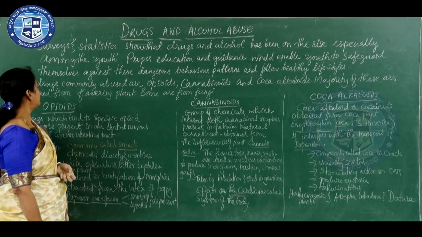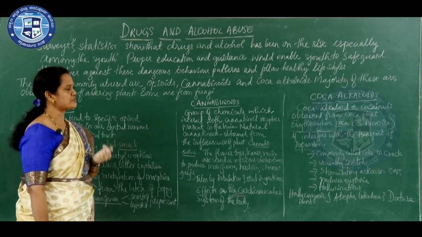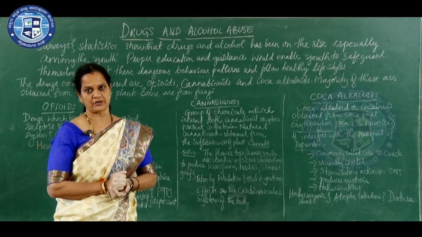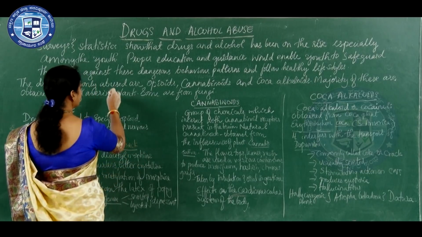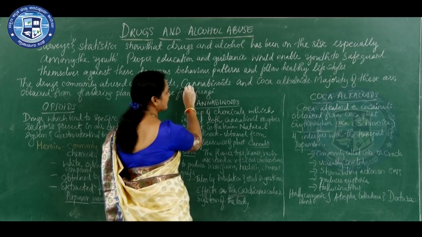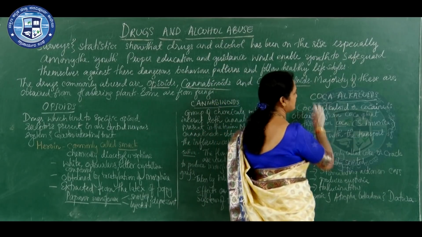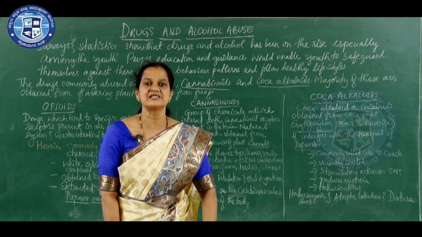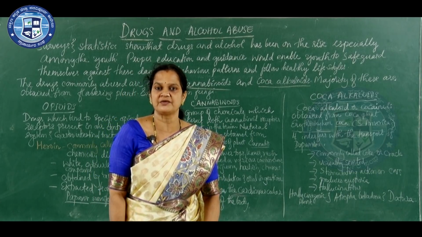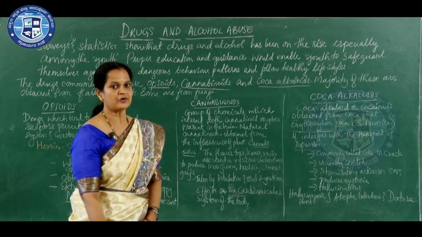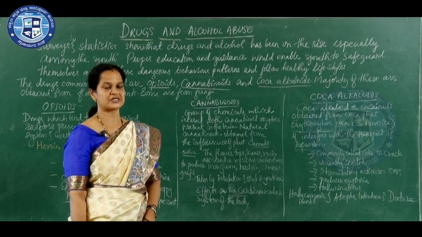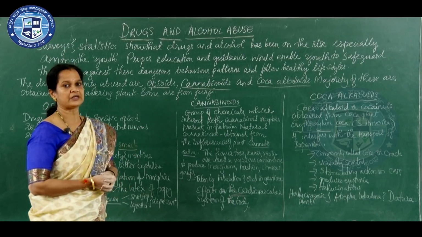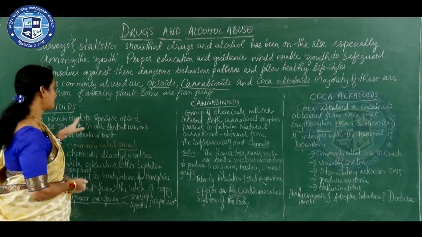Here, the drugs commonly abused are opioids, cannabinoids and coca alkaloids. Majority of these are obtained from flowering plants, and some of them are obtained from fungi. Opioids, cannabinoids and coca alkaloids, we will have a look at these.